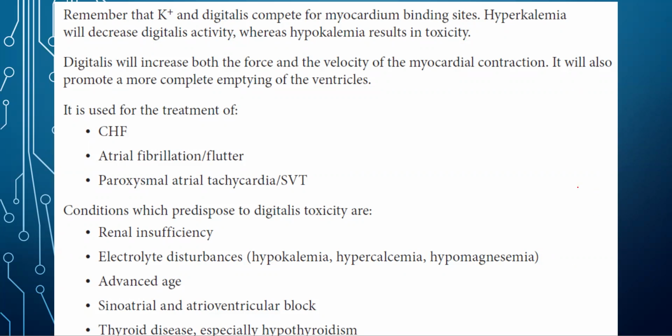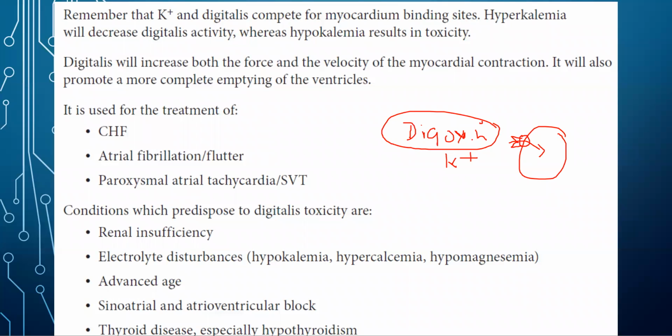Now the problem with giving digoxin is that sometimes it has competition with potassium. So both digoxin and potassium compete with each other to enter into the cell. They actually have a similar receptor to take them into the cell. So what happens if you have more digoxin in your body? Digoxin can easily compete with potassium, get attached to the receptor and go into the cell.